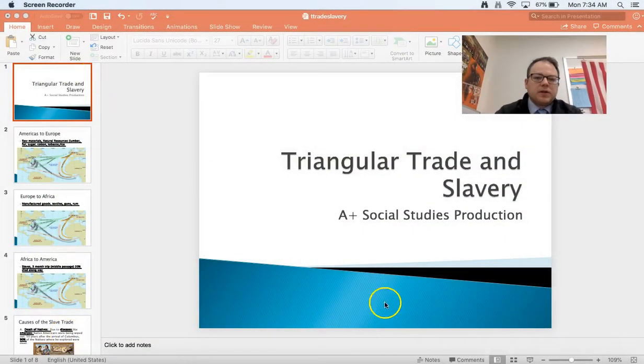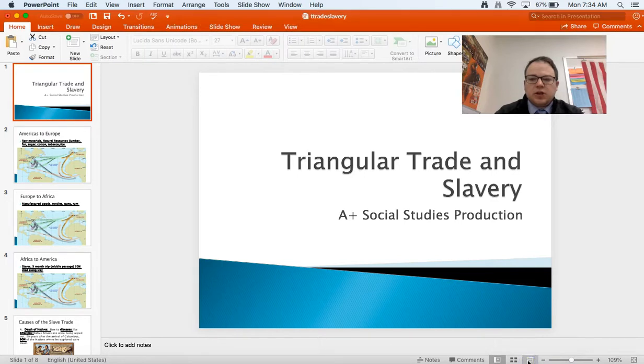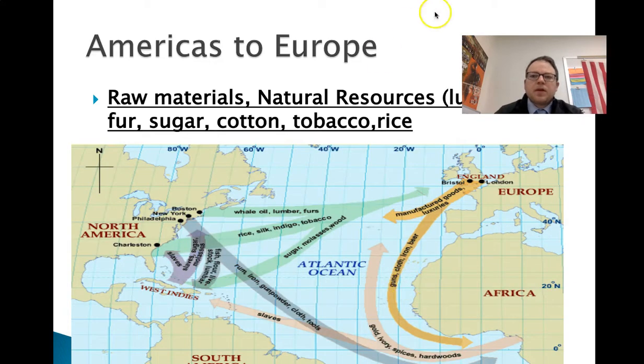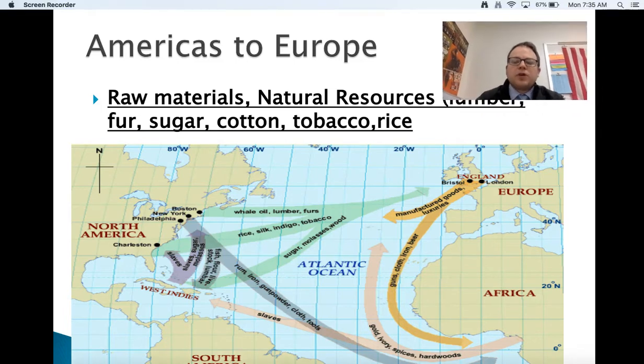All right. So the triangular trade was in fact a triangle. Now, when we talk about this later on, probably between 9th and 10th grade, there's going to be multiple triangles. For us right now, it's Americas to Europe, Europe to Africa, and then Africa back to the Americas. Now, there's going to be a bunch of different things going in between there. But for now, this is what we got to know.